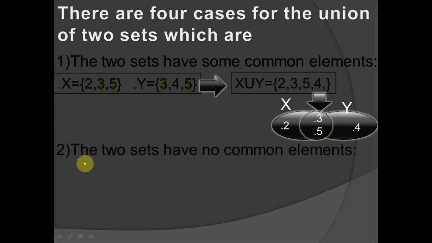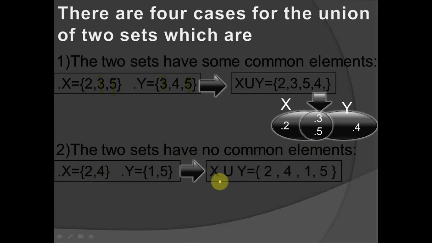The second case: the two sets have no common elements. Disjoint sets, as set X = {2, 4}, set Y = {1, 5}, has no common elements. Then the union is all elements of the two sets: 2, 4 and 1, 5. We notice that the two sets haven't common elements.